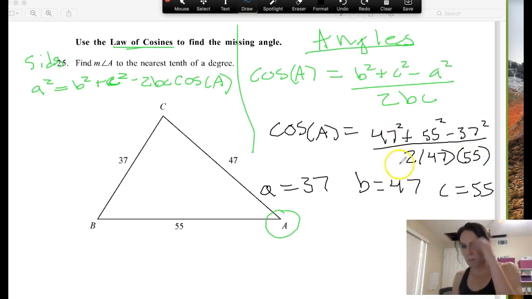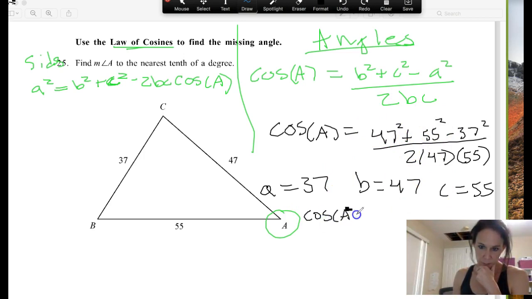And then this just becomes a big fat calculator problem. Plug this all in on your calculator: 47 squared plus 55 squared, subtract off 37 squared, and then divide it by 2 times 47 times 55. Do this first, do this, then do the division. Order of operations. So you do all that, and if you do this all right, you're going to get cosine of A is about 0.7475. Now, when you're looking for an angle, you have to do the inverse cosine.